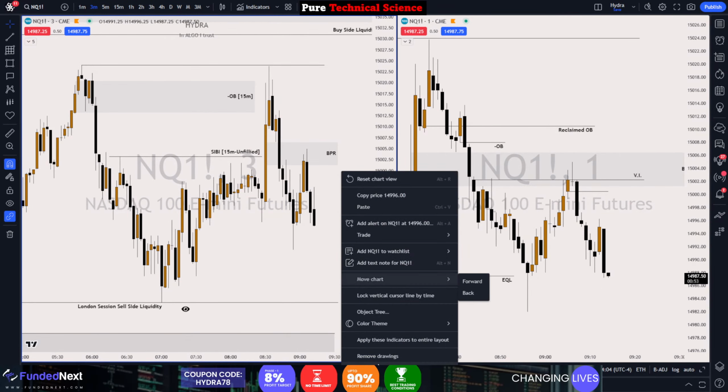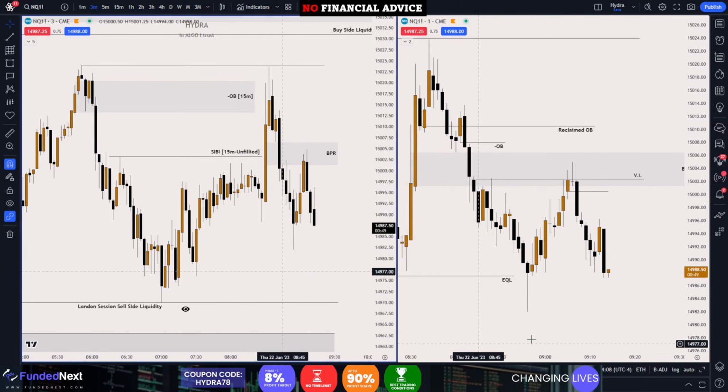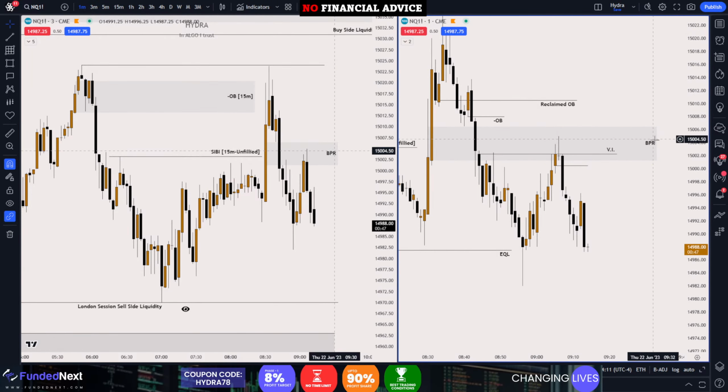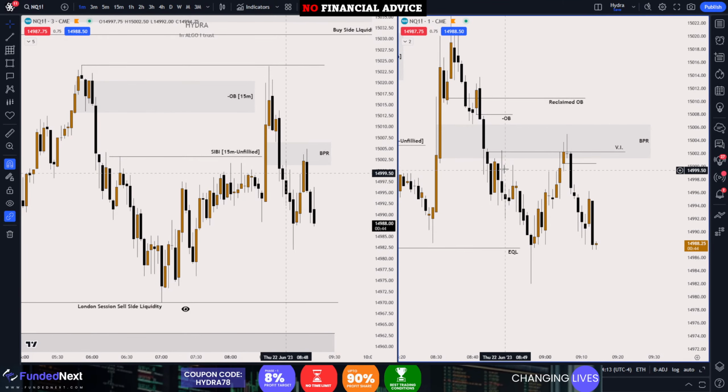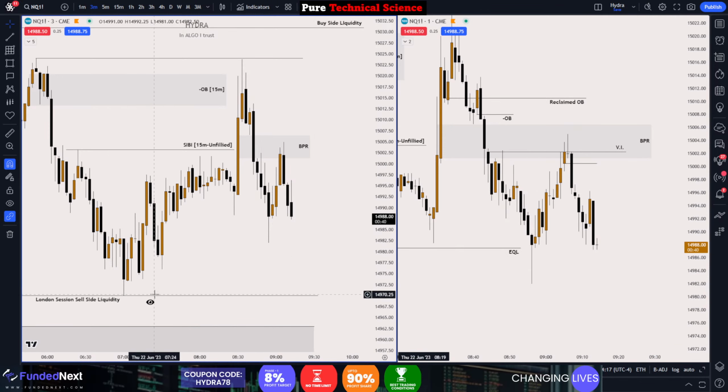I'm just going to hide the watermark because it doesn't really look good. I prefer my charts like this: clean and neat. Only the things that I want to see, nothing more. A clean chart helps me build a clean narrative.